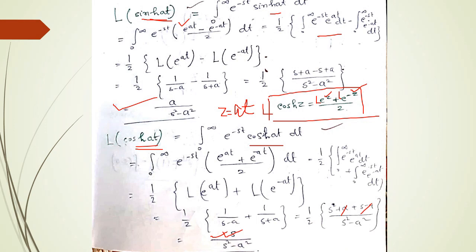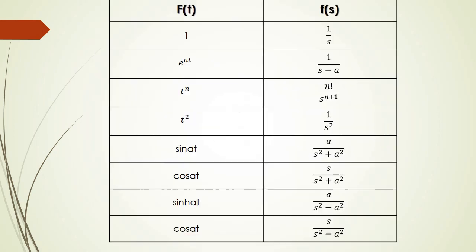We have completed a few time dependent functions which are converted to the frequency dependent functions using the Laplace transform. Now let us see in a summary table what we have learned so far. When we have taken f of t as 1, we have obtained 1 by s. When we have taken e to the power of at, we have obtained 1 by s minus a. When we have taken t to the power of n, we have obtained this.